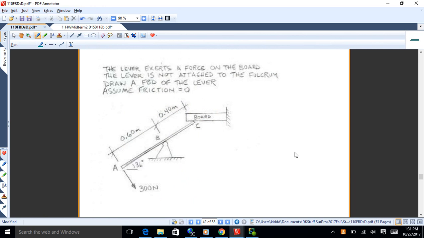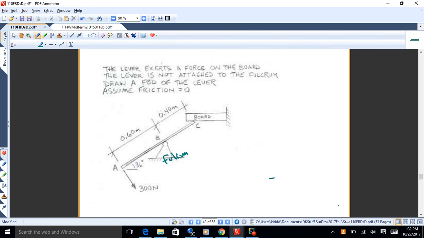All right, let's say we've got a lever there, a pry bar, and we're going to apply that 300 Newton force. We've got a fulcrum down there. That's the little pivot that the pry bar rotates around. It's not attached to the fulcrum. Draw a free body diagram of the lever. Assume friction's 0.